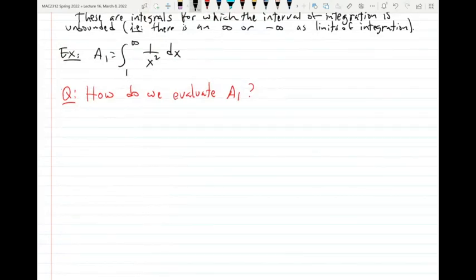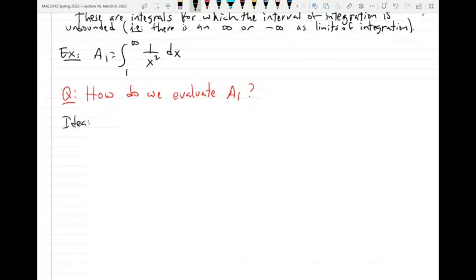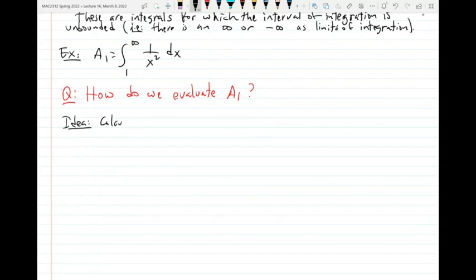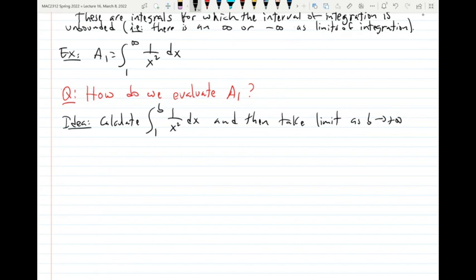So how do we evaluate A1? Well, the idea is, calculate the integral from 1 to b, and then take the limit as b approaches positive infinity. Okay? All right, so let's do it.